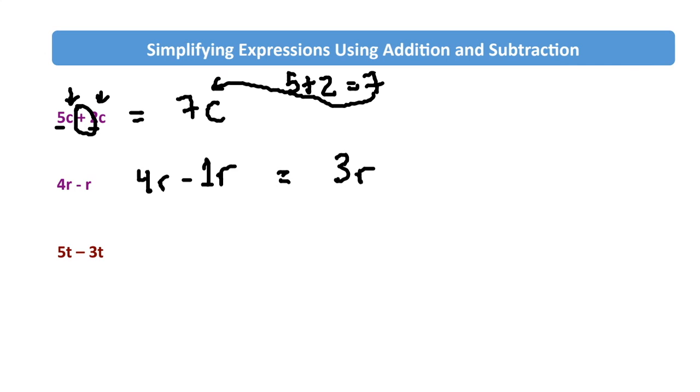So 5t minus 3t, so they both have a t attached to it with an exponent of 1. So we're going to go 5 minus 3, which gives me 2t. And that's my answer. So you don't even have to write out this. I'm just kind of showing it so you can know where I came from. But yeah, we're just taking the coefficients, subtracting them, and then throwing the letter at the end.